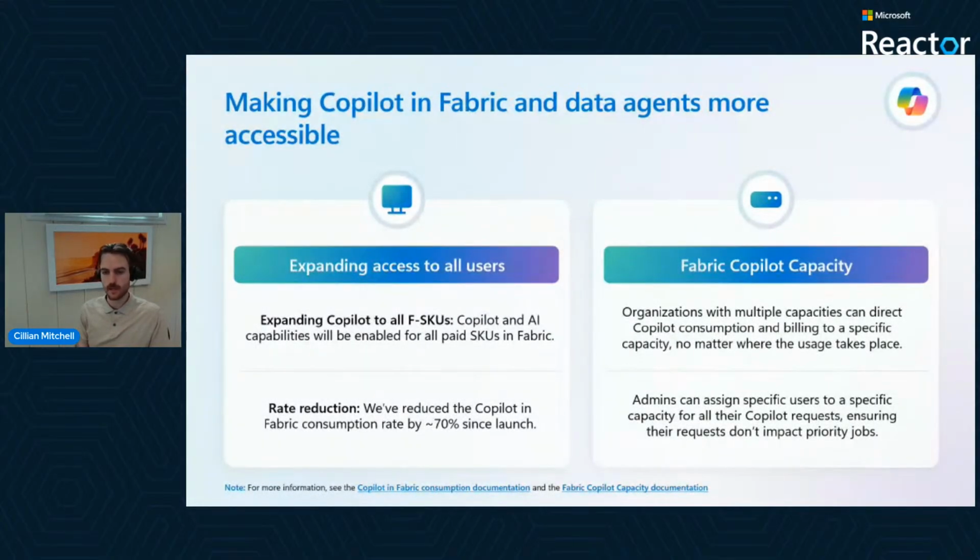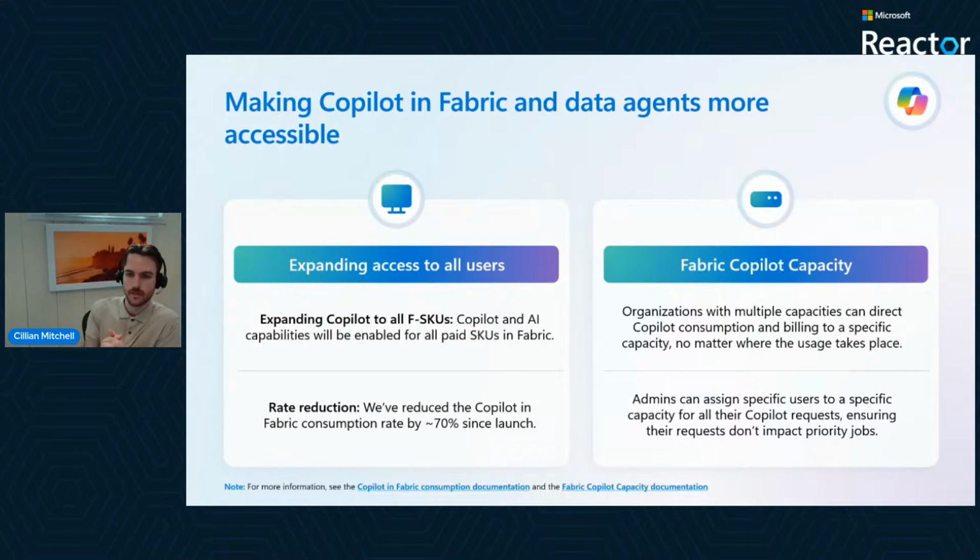We also wanted to make Copilot as accessible as possible, so we've made a few changes over the last couple months. One of the big ones is that over the last couple years, the consumption rate for Copilot in Fabric has dropped dramatically thanks to much more efficient AI models.